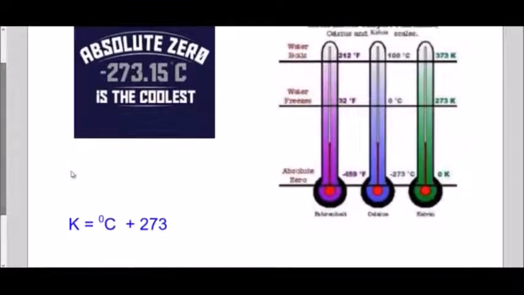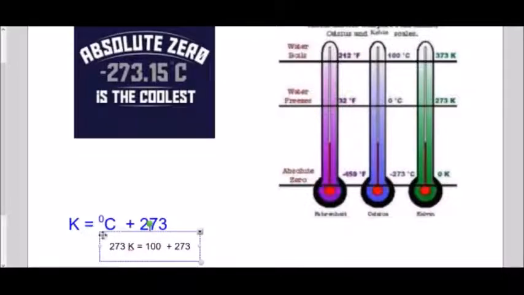So to convert from Celsius to Kelvin, we're going to use this equation, put in any Celsius temperature. For example, let's say, actually this sign shouldn't be here. What about the boiling temperature of water? Water boils at 100 degrees Celsius. So water boils in Kelvin at 373.